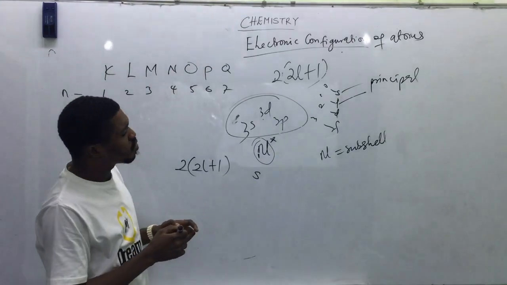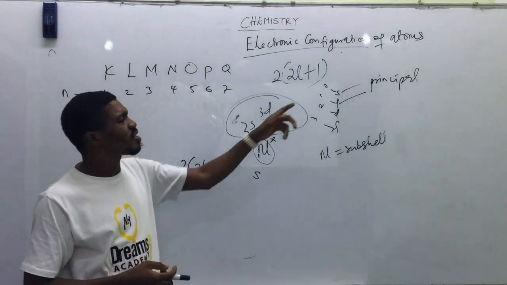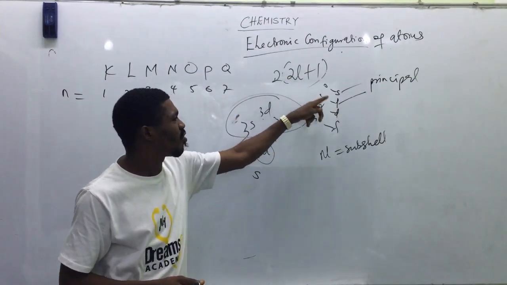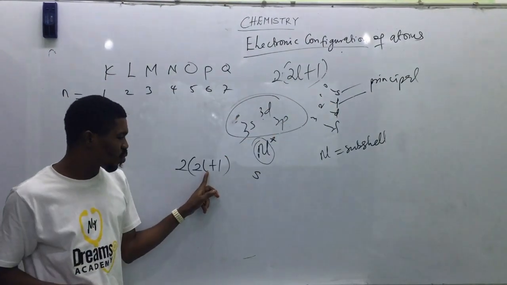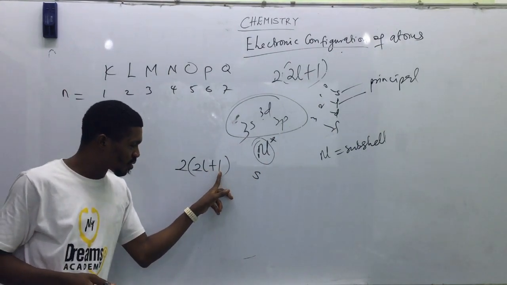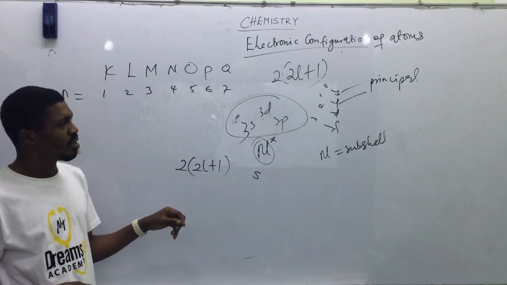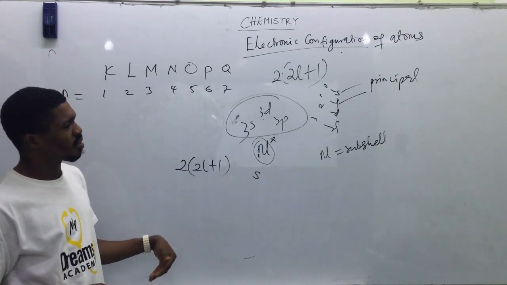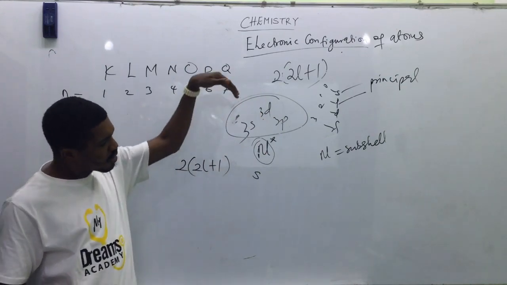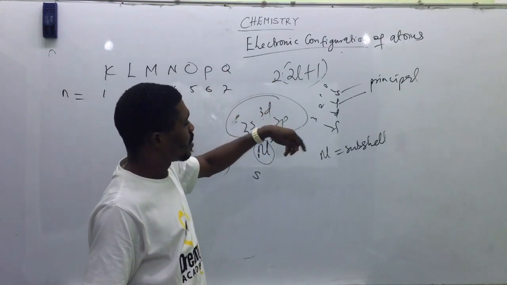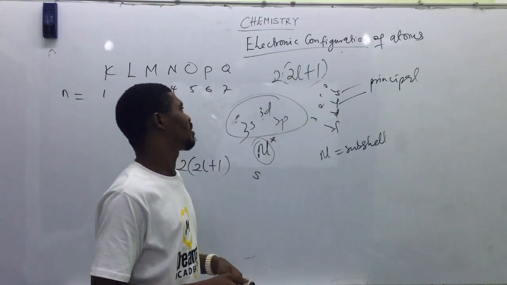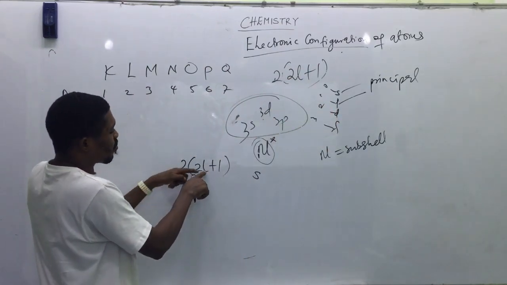Now, if I want to know the maximum number of electrons the P subshell can accommodate, I'll substitute the L value of P as 1. 2 times 1 is 2, 2 plus 1 will give you 3, and 3 times 2 is 6. It means that the maximum number of electrons the P subshell can accommodate is what? 6.